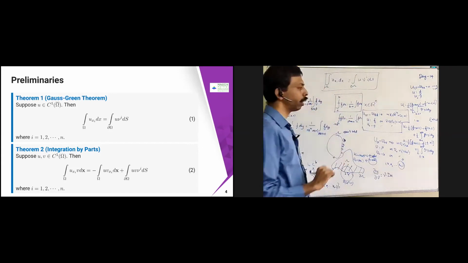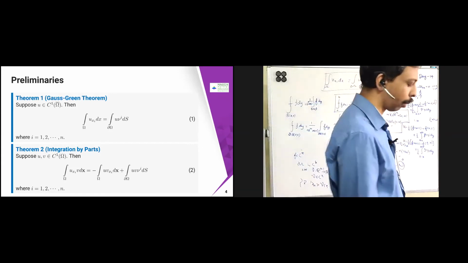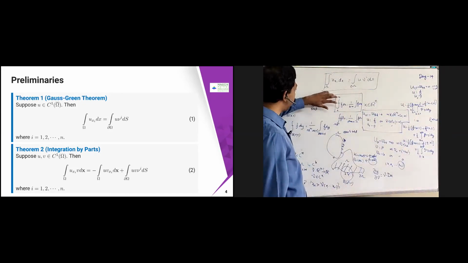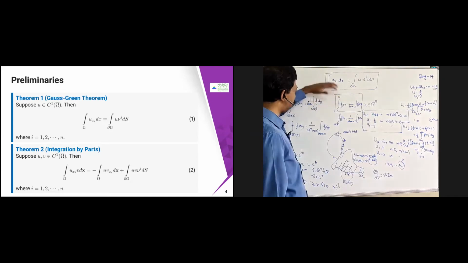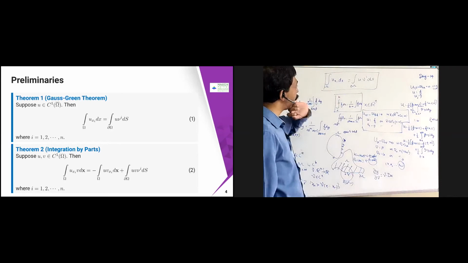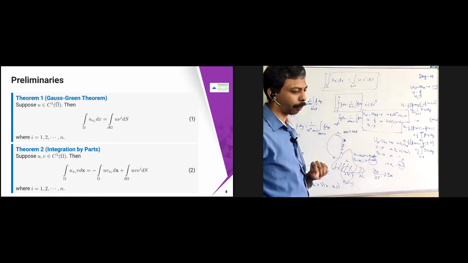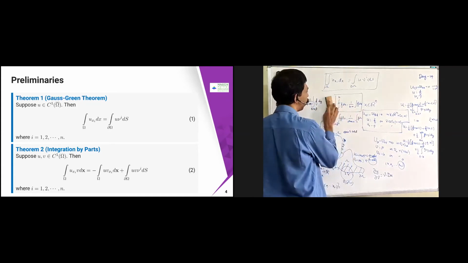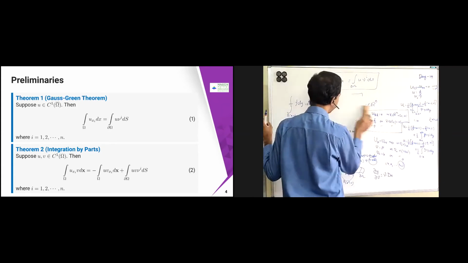This is called the Gauss-Green theorem, or we call it the Gauss divergence theorem. From this only we will derive the Gauss divergence theorem. So this is called Gauss-Green's theorem. Now, I'm going to do one more thing, which is to erase all these things.